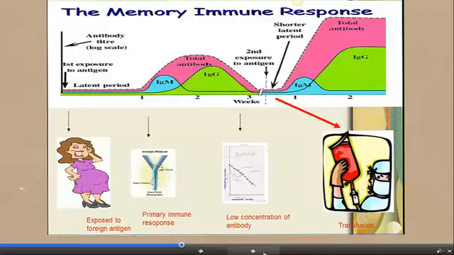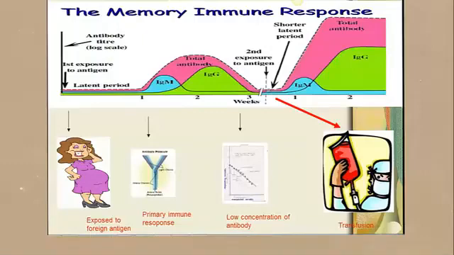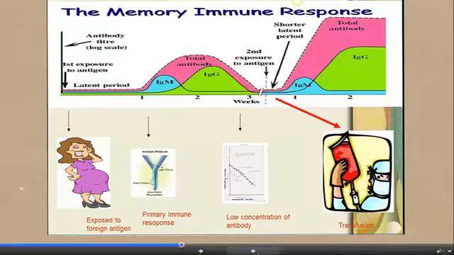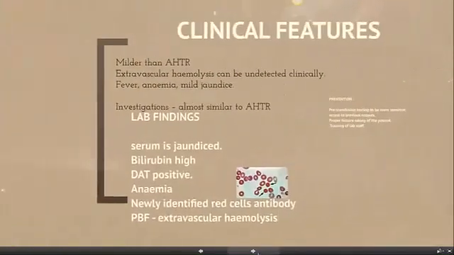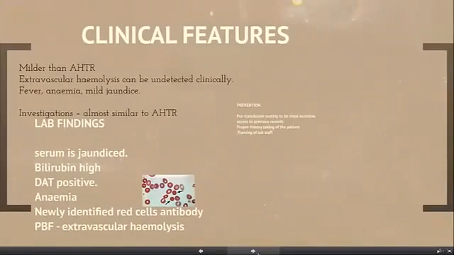Why do we call this delayed hemolytic transfusion reaction? Because it will take a few days to reproduce the antibody inside her circulation. In contrast to the acute hemolytic transfusion reaction, because the IgM, anti-A, anti-B, and anti-A,B is the existing antibody in our circulation, so it does not need time to reproduce it, so it will attack it acutely. That is the difference between the acute and delayed hemolytic transfusion reaction.